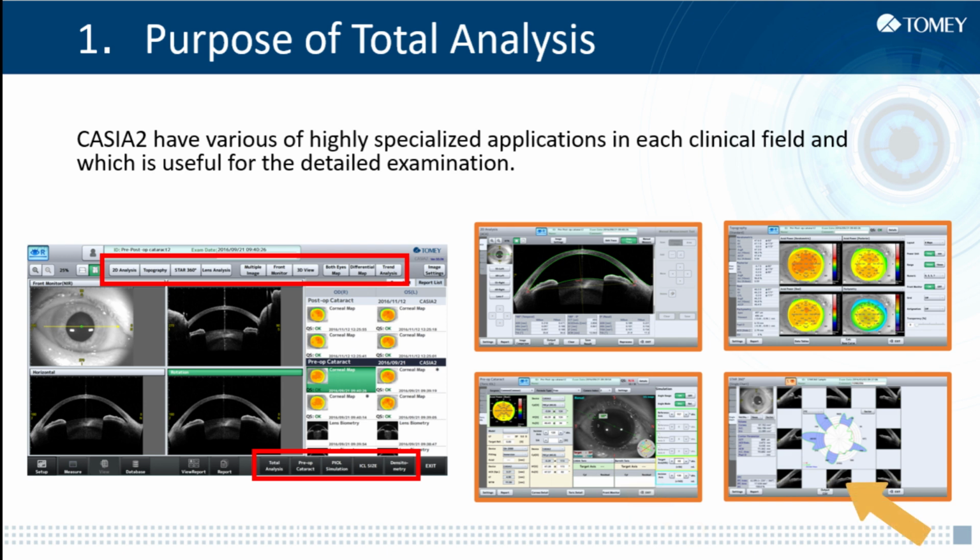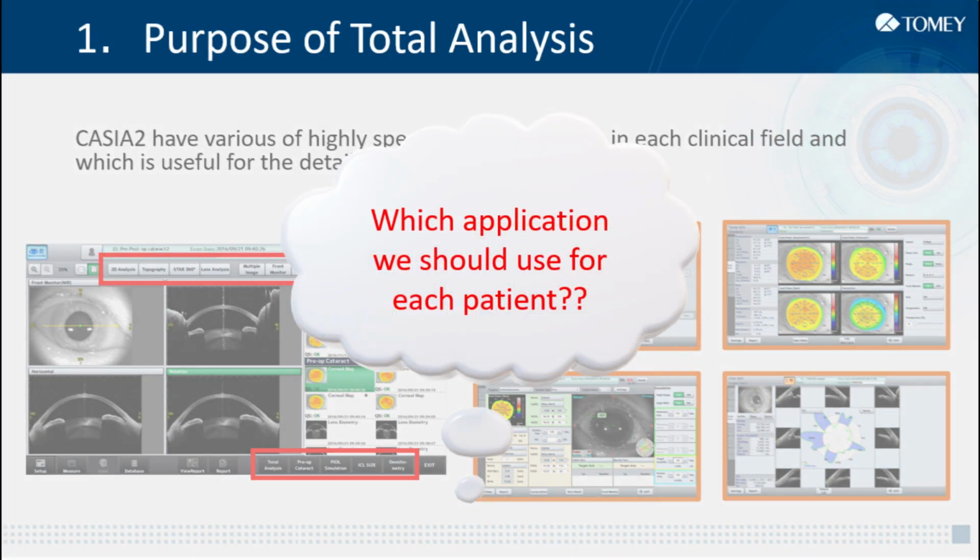Last one is Star 360, which displays the angle of the entire round of the patient's eye as a chart. And we can evaluate the condition of the entire round angle at the same time. Like these, there are many applications that we can use on CASIA 2, and those applications are useful for the detailed examination of a target disease or part of the patient's eye. However, at the same time, those are highly specialized in each clinical field, and sometimes it is confusing how to select the appropriate examination or application for each patient for the first time.